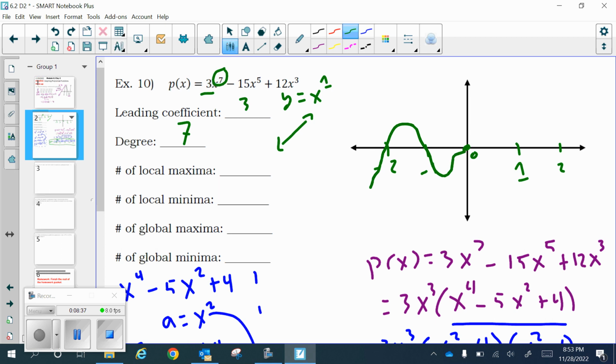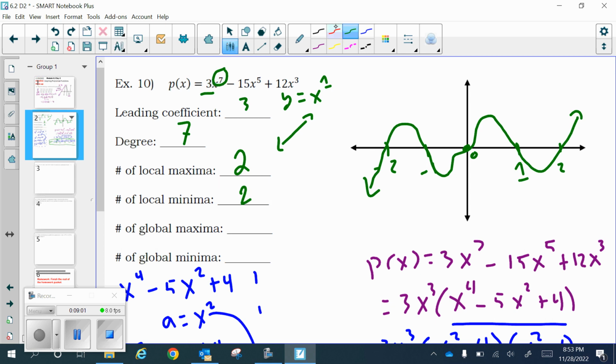I'm going to curve into that one, straight through this one, and finally straight through that last one to get a graph that looks something like that. It's kind of ugly, but it should look roughly like that. And then from here, I need to know how many local maximums, local minimums, global maximums, and global minimums I have. Number of local maximums, I have 2. Local minimums, I also have 2.